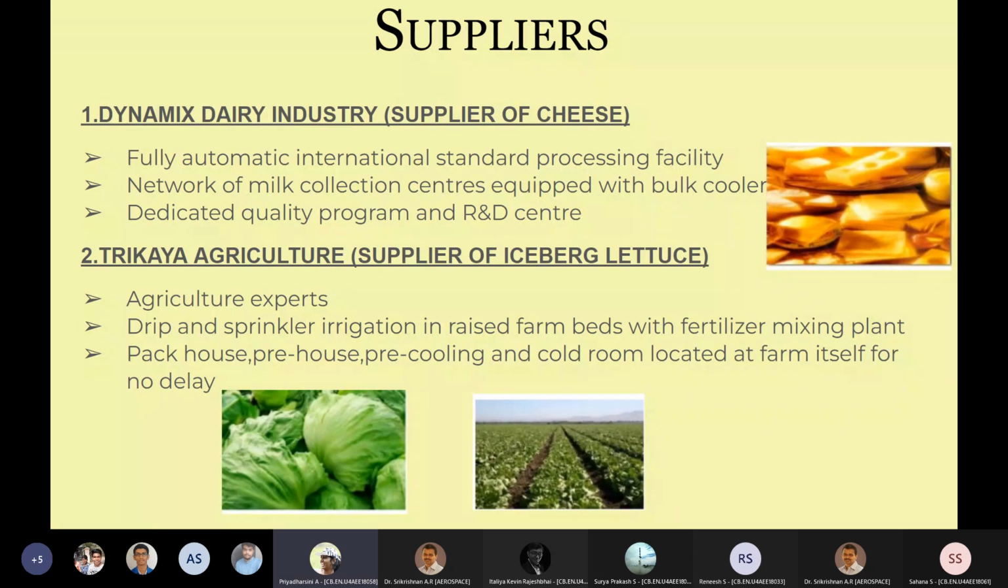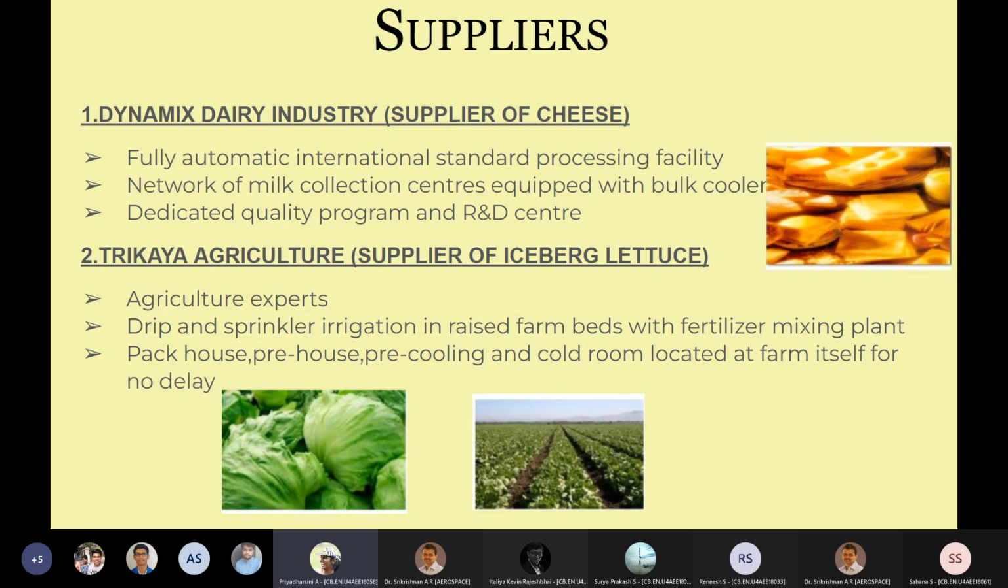Next slide. So the first one is the Dynamic Dairy, which is a supplier of cheese. So Dynamic has brought immense benefits to farmers in Maharashtra, and they have many bulk coolers. So easy accessibility has enabled farmers to have income from surplus milk. So this factory mainly has a fully automatic international standard processing facility, capability to convert milk into cheese or butter or anything needed with the milk products, and then stringent quality control measures and continuous research and development.